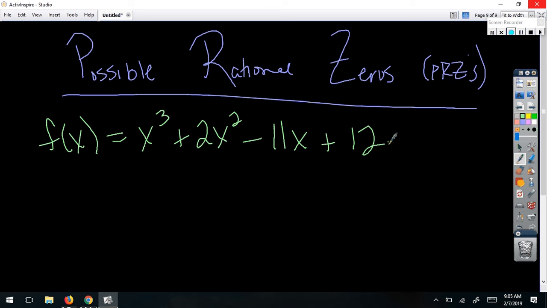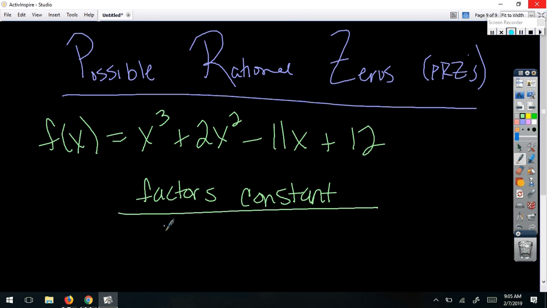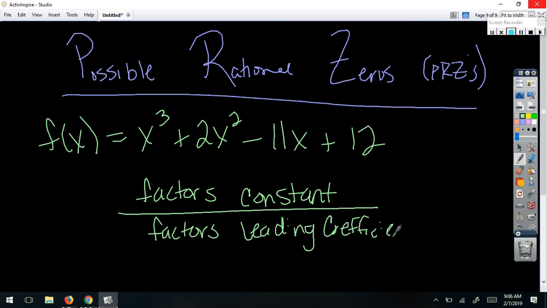So when we list them, what we do is we take all the factors of the constant. Now, what's the constant? The number without a variable. And we divide it by all the factors of the leading coefficient. What's the leading coefficient? That's right. When it's in standard form, important to remember that it must be in standard form when you do this. All right, standard form meaning biggest exponent first. So here, the leading coefficient is 1, and the constant is 12.